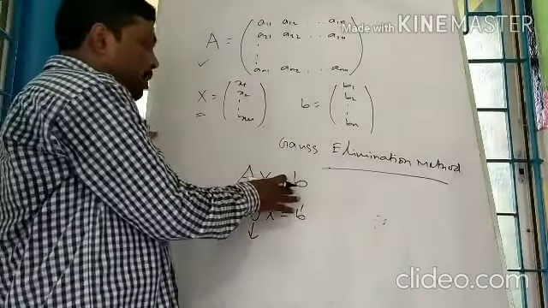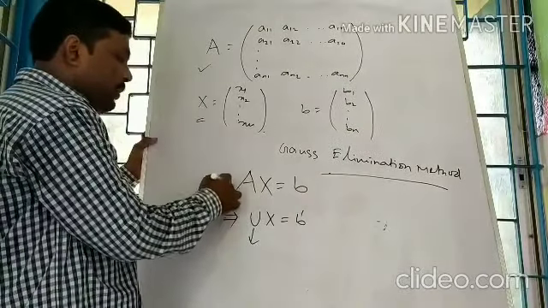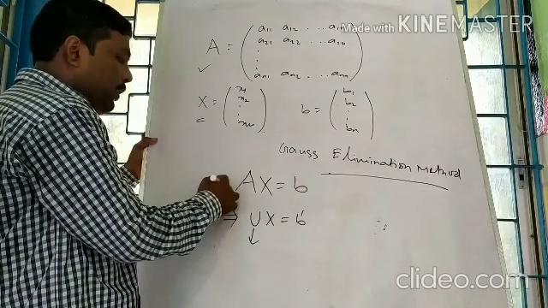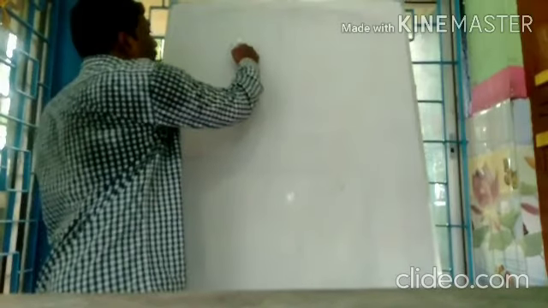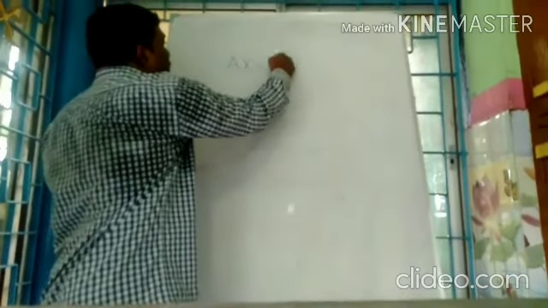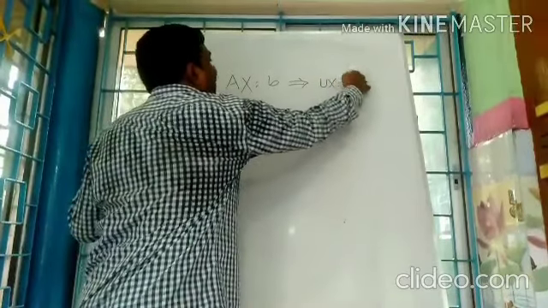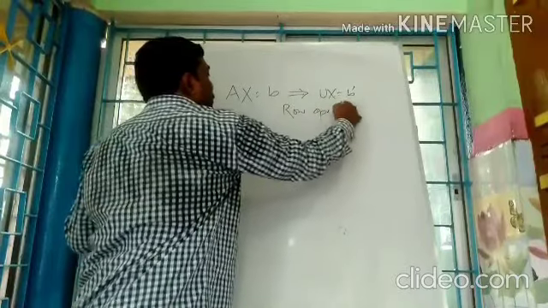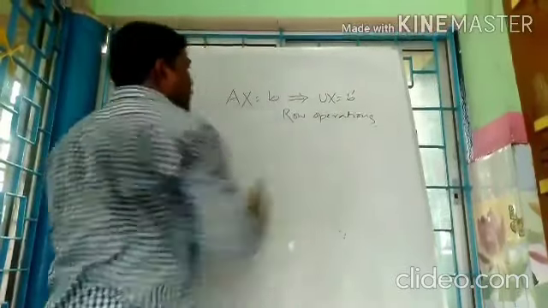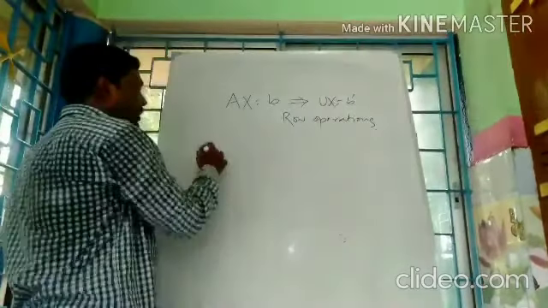We reduce the system Ax equals b into the form Ux equals b dashed using row operations. So for the Gauss elimination method, the system Ax equals b is transformed into Ux equals b dashed using row operations. U is an upper triangular matrix system.